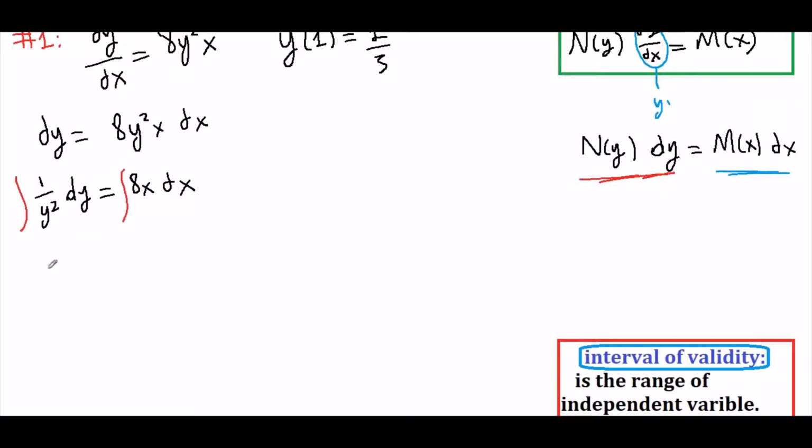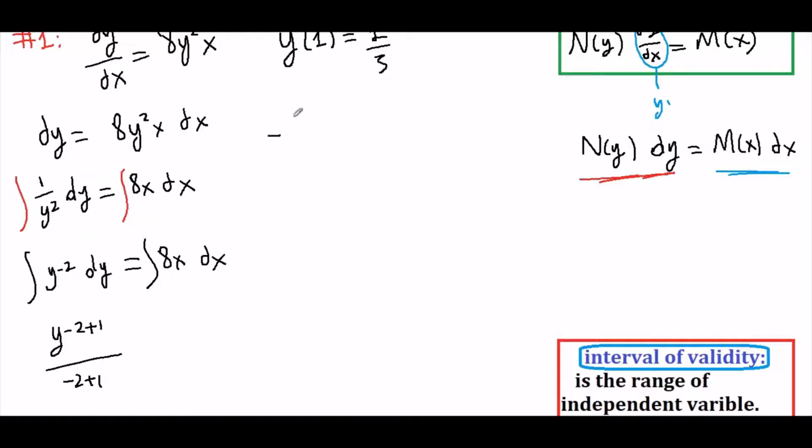1 over y squared is y to the negative 2. If we use the antiderivative rule, we add 1 to the power and divide by the new power. So here we obtain negative 1 over y equals 4x squared, and we add c on the x variable side. So this is our implicit solution.